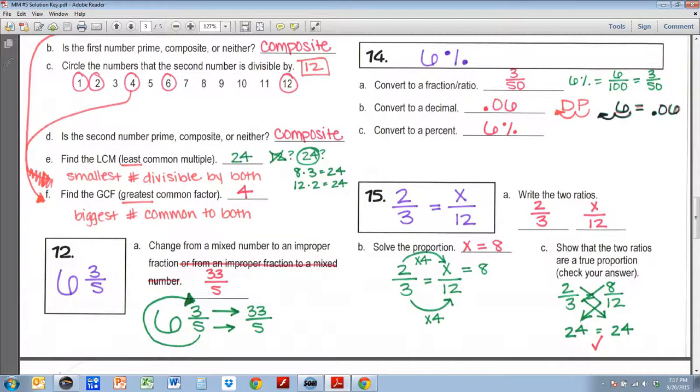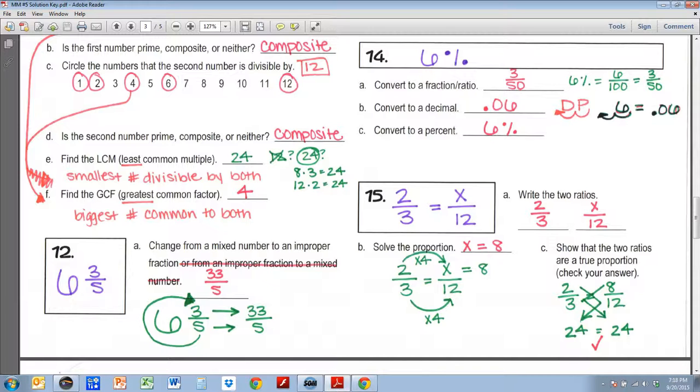Yay, number 15 is one of my favorites too. It's a proportion. I love proportions. All you're doing is cross multiplying and then dividing. Or you could go from one to the next. How can we get 12 from 3? Well, we could take 3 times 4 equals 12. And then on this one, we can do 2 times 4 equals 8. So we would get 8 over 12. For this one, x equals 8.